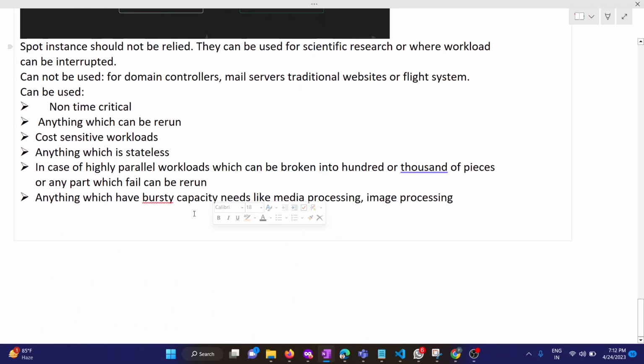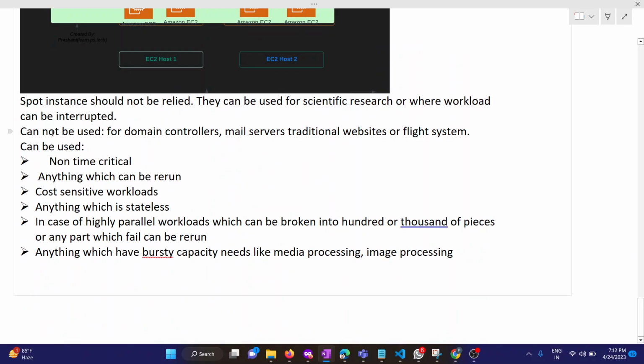Now the use case scenario, simple. They cannot be relied upon because they can be terminated anytime. They can be used for scientific research or lots of parallel workloads. They cannot be used for a domain controller, mail server, traditional web server, or flight system. They can be used for non-time-critical work, and anything which can be rerun if terminated.